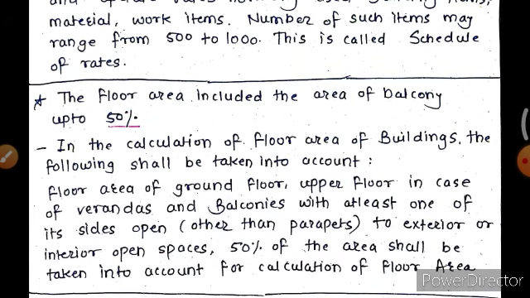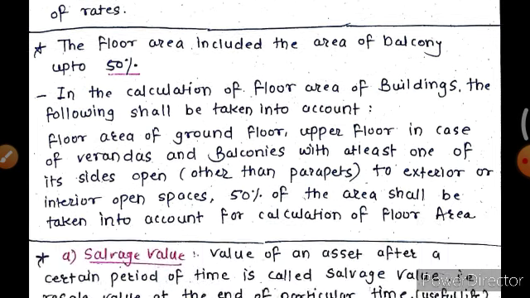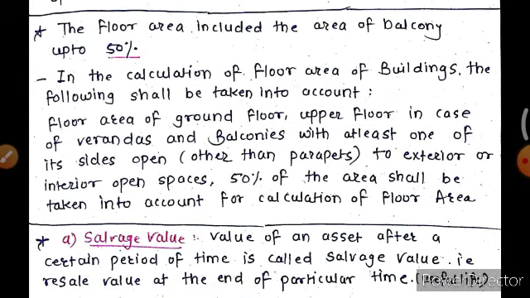The floor area includes the area of balcony up to 50%. This is an asked question in SSC. In the calculation of the floor area of buildings, the following shall be taken into account: floor area of ground floor and upper floors, in case of verandas and balconies with at least one of its sides open other than parapets, and the exterior or interior open spaces. 50% of the area shall be taken into account for the calculation of the floor area.